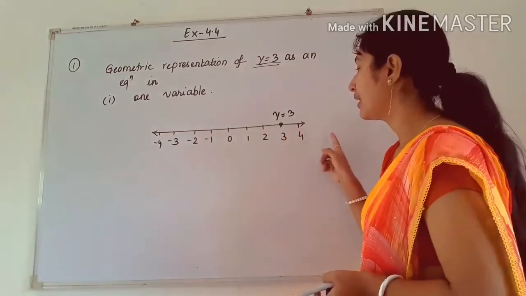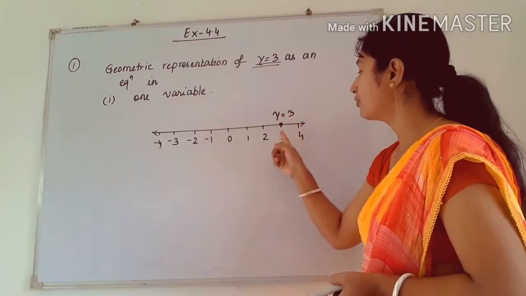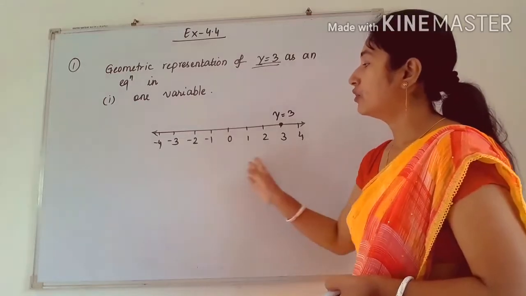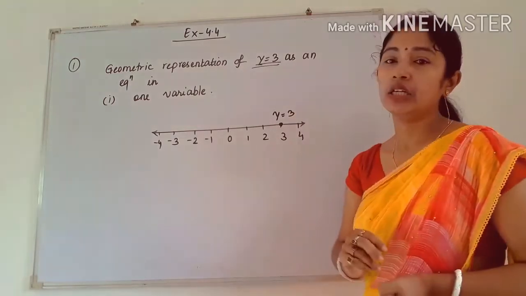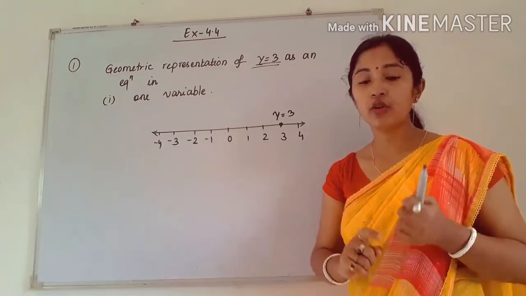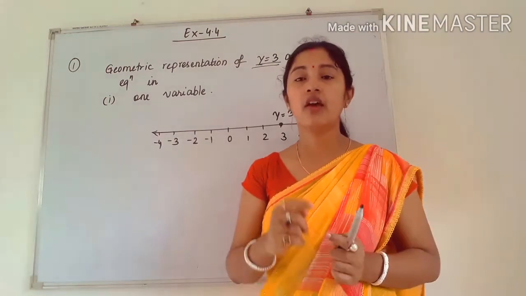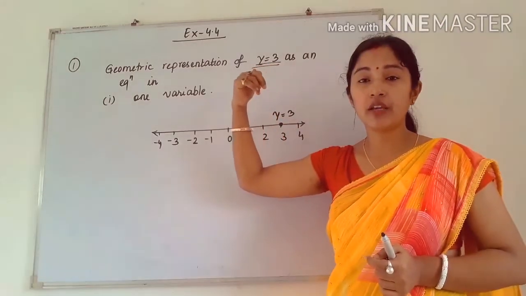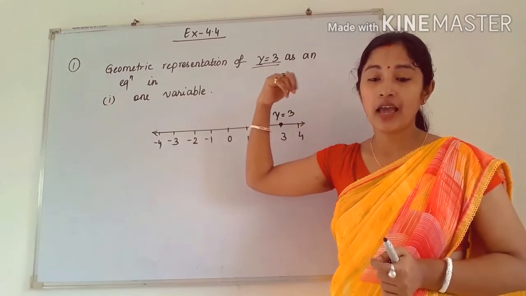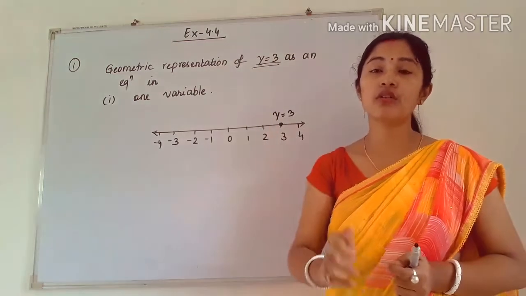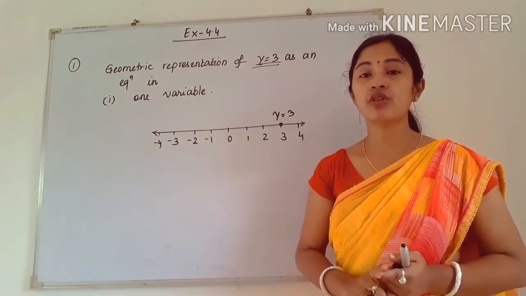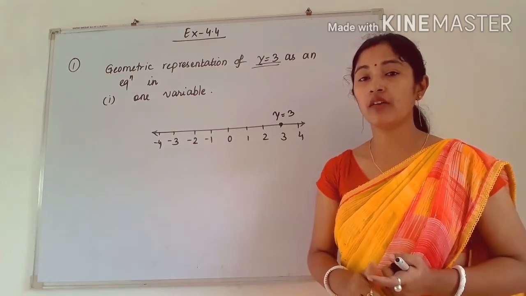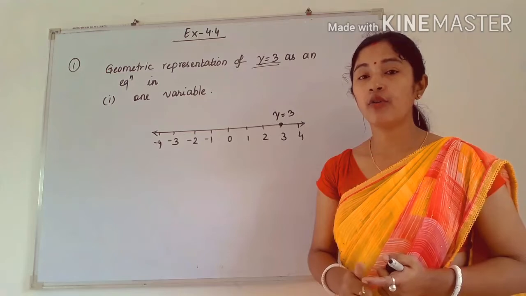So you have to draw a number line like this, and mark y is equal to 3. This is the required geometrical representation of y is equal to 3 in one variable. Similarly, we do it in two variables, which is the most important thing. Then we have to convert this equation into two variables. Question 2 is the same as this question, so you have to do question 2 by yourself. Again I am telling you, this question is very important whenever they ask for two variables.